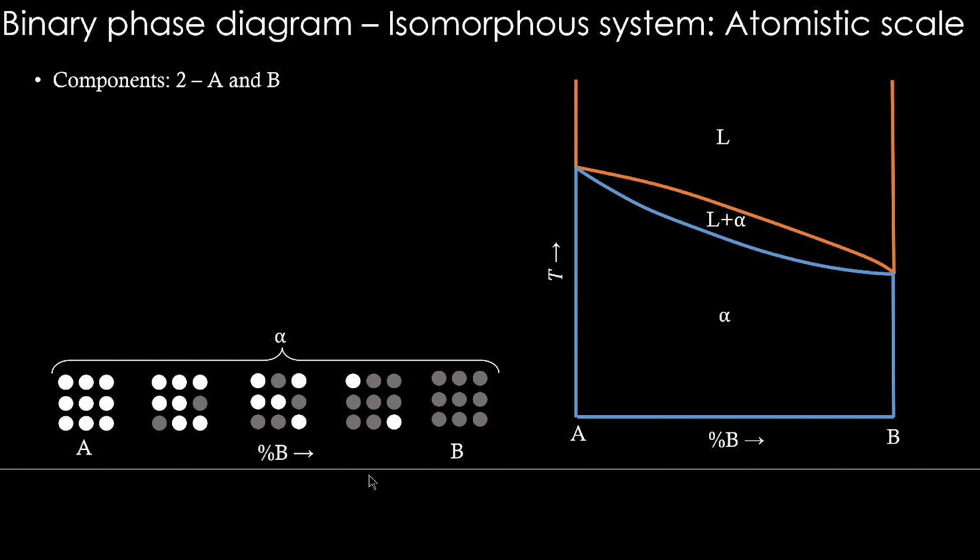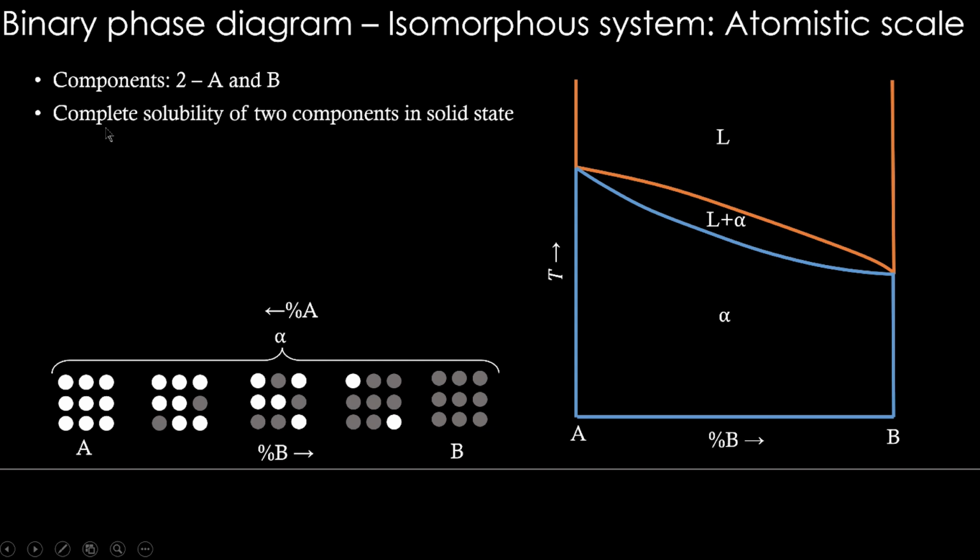So we said percentage of B can go all the way from 0 to 100. So we have complete solubility. We can imagine the reverse also. We can consider this as taking pure B and adding A to that, replacing gray with white atoms and gradually making it completely A. So even this is possible. In this case, what we are talking about is the solubility of A in B, and it is also 100%. This is where we use the term complete solubility of two components in the solid state. This is the feature of isomorphous diagrams.